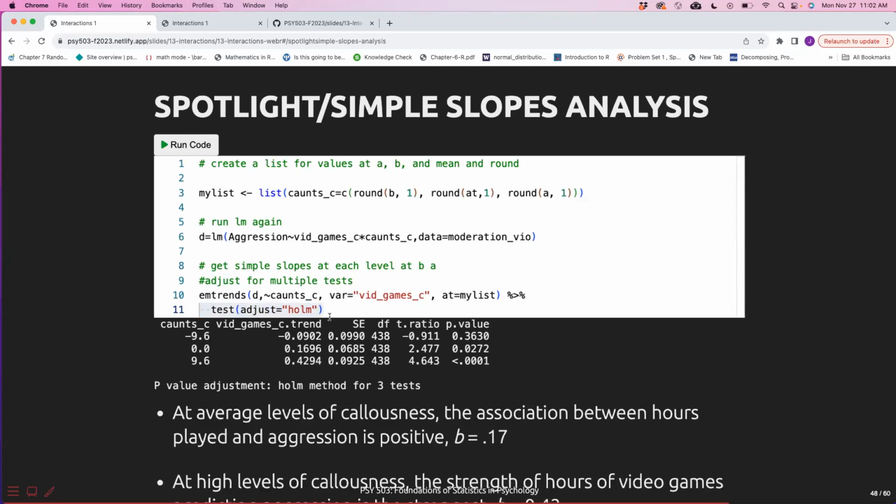So that's kind of cut off. Looking at the p values, what we can see here is that there are 2 significant slopes. At average levels, the association between hours played and aggression is 0.17. And at 1 standard deviation above the mean, there's a significant slope of 0.42. So with our data, the effect between hours and aggression scores is significant at average levels of callousness and also at high levels of callousness.